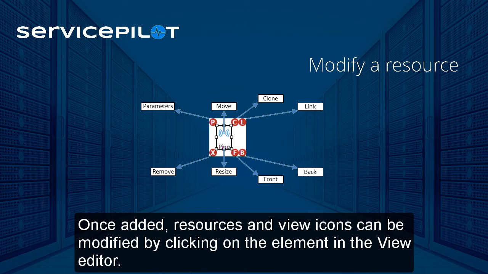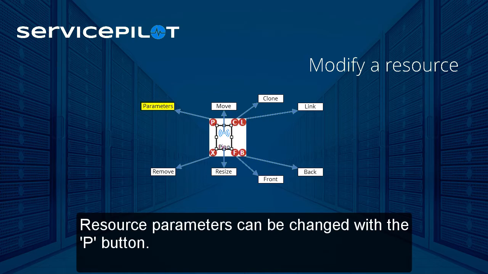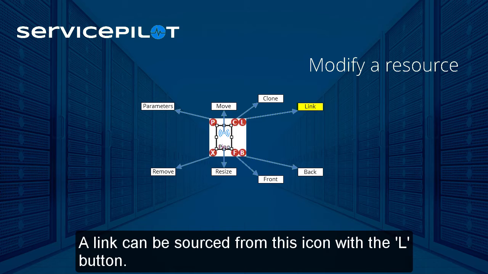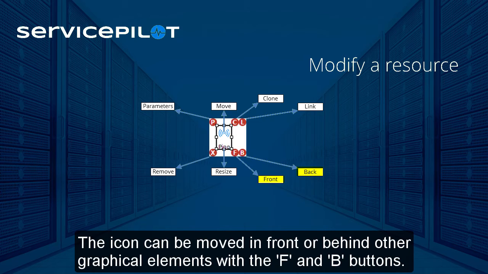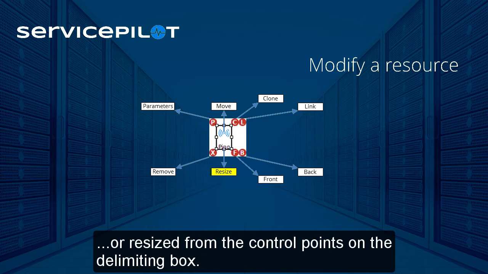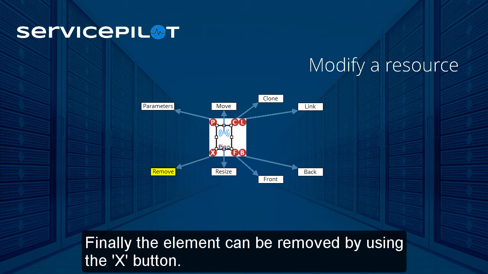Once added, resources and view icons can be modified by clicking on the element in the view editor. Resource parameters can be changed with the P button. The resource can be cloned with the C button. A link can be sourced from this icon with the L button. The icon can be moved in front or behind other graphical elements with the F and B buttons. The icon can be moved by dragging from the center of the icon or resized from the control points on the delimiting box. Finally, the element can be removed by using the X button.